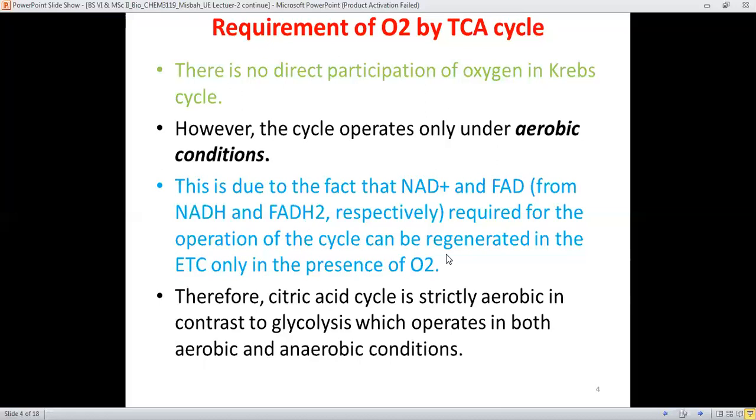They must go back to their oxidative form, and for that there must be a sufficient supply of oxygen through the electron transport chain, so that these two moieties, which are present in the reduced form, go to their oxidative form. Therefore, for the operation of this cycle, they can be regenerated in the electron transport chain only in the presence of oxygen.